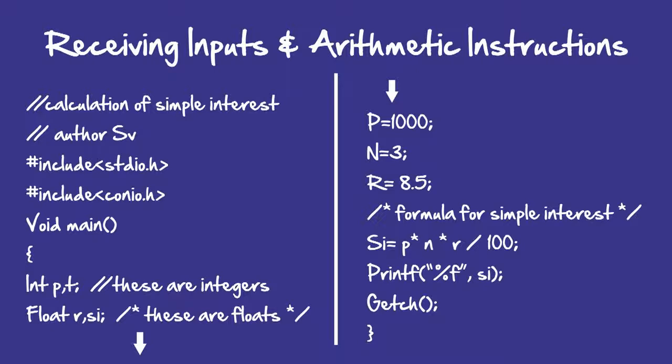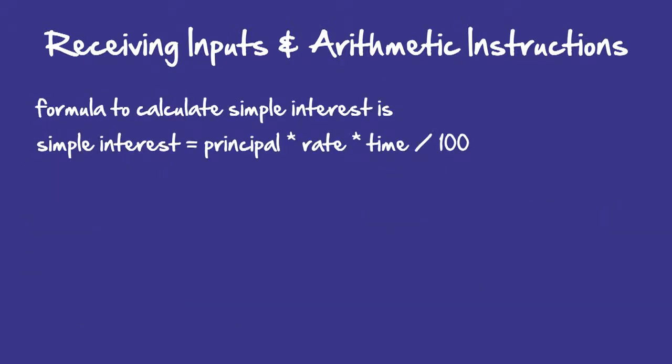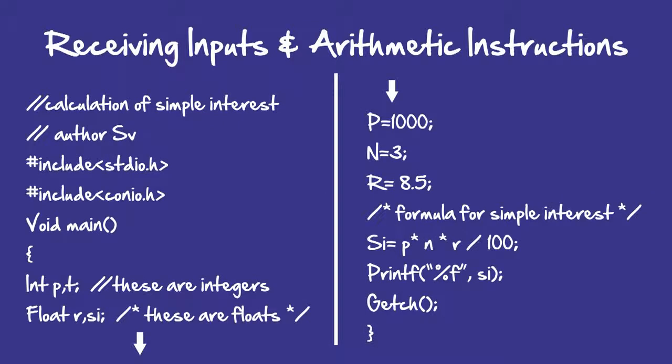Now we know three values and we have to calculate simple interest. So the formula for calculating simple interest is: simple interest is equal to principal into rate into time divided by 100. The next line does the same. It stores the value of this calculation into float variable SI.